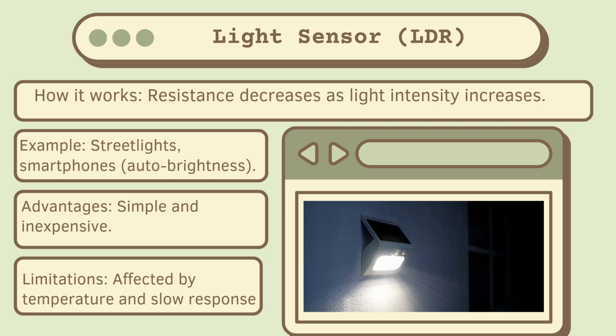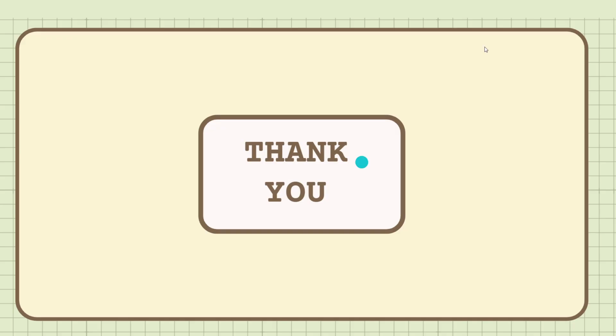The next one is light sensors. How it works: resistance decreases as the light intensity increases. For example, if the surroundings are dark, it will adjust the light, whether it's going to be brighter or lower. The advantages are that it is simple and inexpensive. The limitation is that it is affected by temperature and has a slow response. So that's all for my presentation today, and thank you for watching.